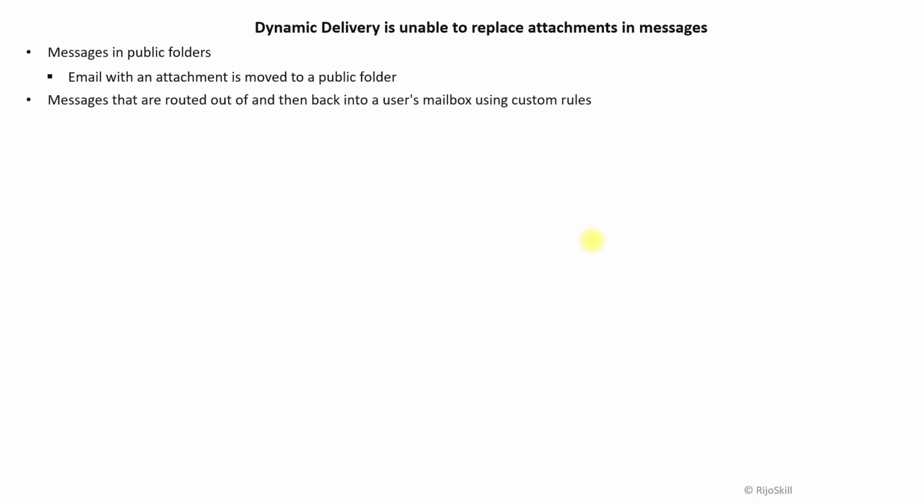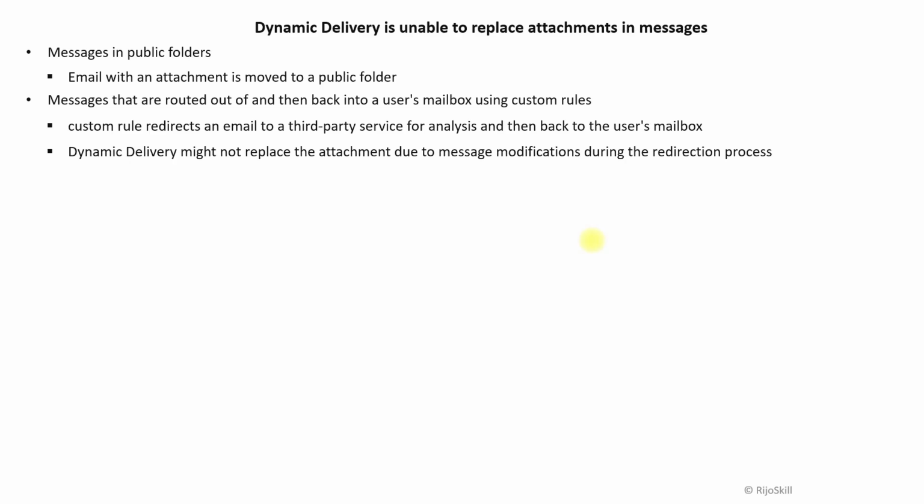You can see here: message in public folder. Email with an attachment moved to a public folder will not be scanned. Messages that are routed out of and then back into the user mailbox using a custom rule. For example, you configure scanning of your messages by an outside client, like a barcode scanner or something like this. So they will scan your email, but at that time Safe Attachments will not be checked for your mail custom rules. A custom rule redirects the email to a third-party analysis service and then back to the user mailbox. Dynamic delivery might not replace the attachment due to the message being modified during the redirection process.